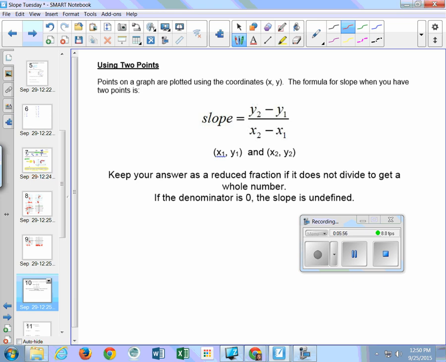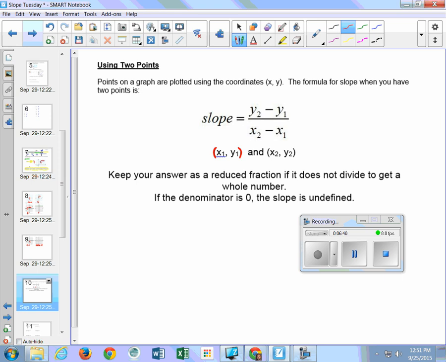Points on the graph are plotted using the coordinates x and y. The formula for slope when you have 2 points is y of 2 minus y of 1 over x of 2 minus x of 1. That may not make a lot of sense, but let's clear it up a little bit. Each point has a coordinate, an x and a y. So from your first point that you choose, that is x1 and y1. And then your second point is x2 and y2. So it's point 1 and point 2. That's how you use the y2, y1, and so on.